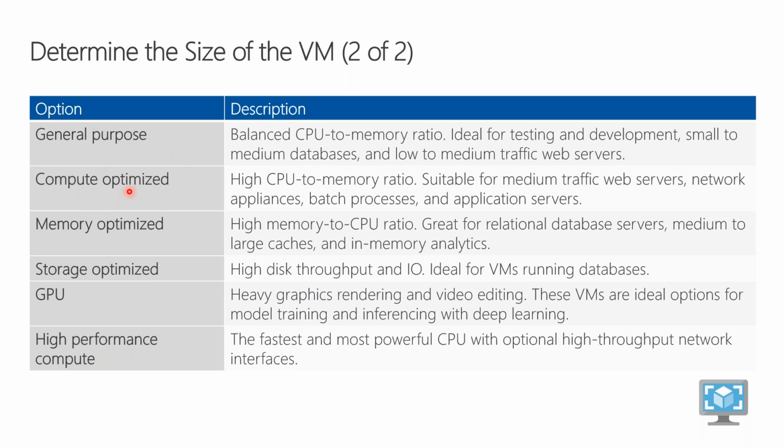Now you have compute optimized, which you will use when you want a high CPU to memory ratio. If the CPU in general purpose is not sufficient for you, then you will go for compute optimized. Here, it will provide good performance over general purpose.